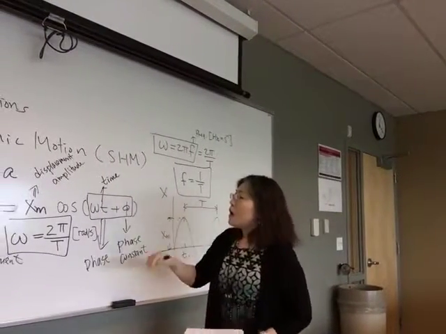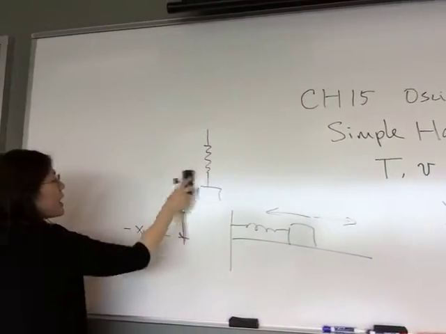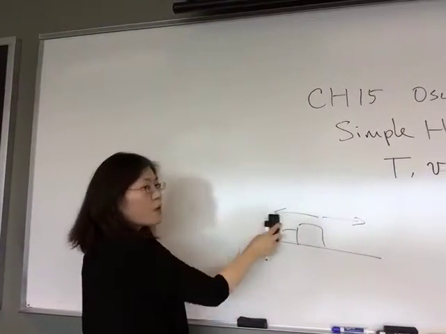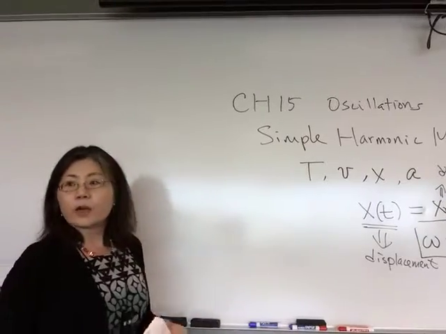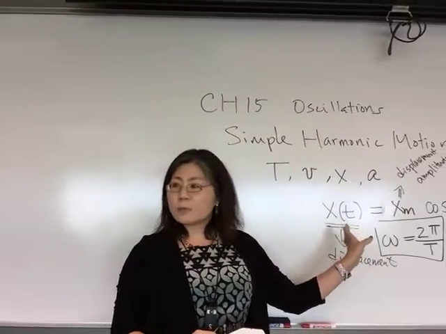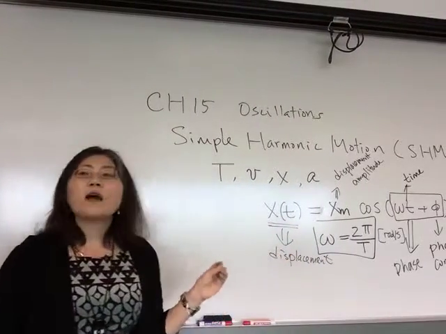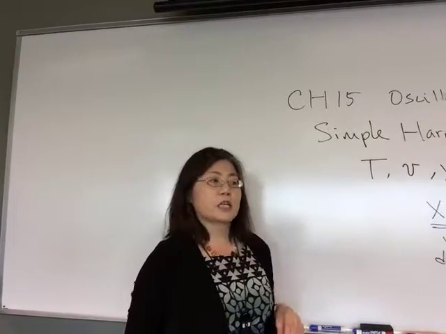Okay, so once we know how to describe simple harmonic motion using the sinusoidal form, we are ready to find out how fast the block is moving, because you have the displacement as a function of time. And by definition, how do we find velocity? That's from chapter 2. What is the definition of velocity?